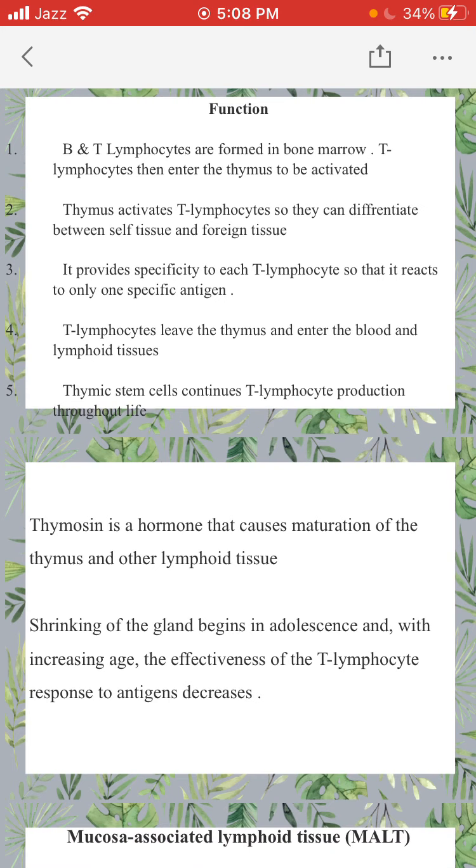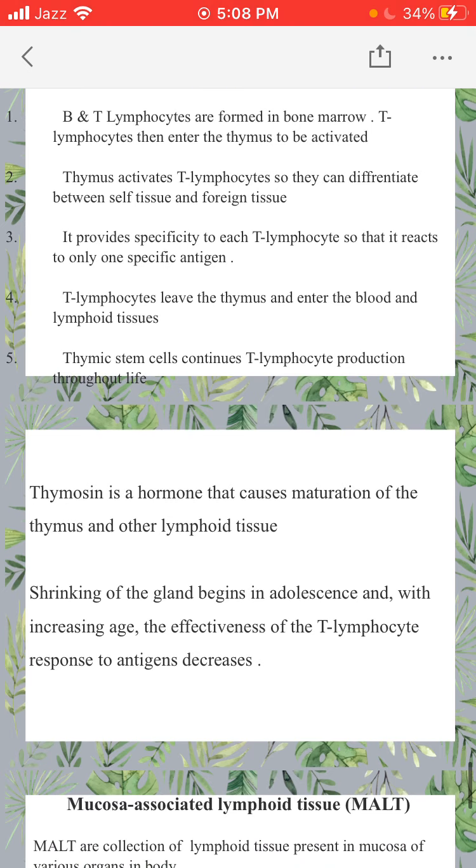Thymosin is a hormone, and this hormone causes maturation of the thymus as well as other lymphoid tissue. Shrinkage of the gland begins in adolescence, and with increasing age the effectiveness of the T lymphocyte response against antigens decreases.